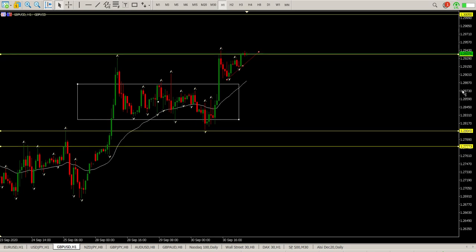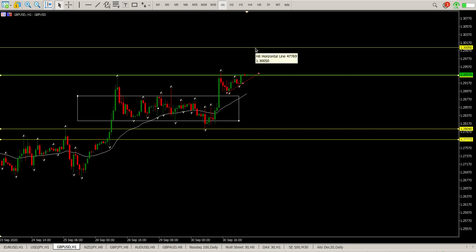This does look like it is heading for 130. Okay, 130 is the take profit area. I wouldn't want to be long beyond that level. I'd want to see a pullback and a breakthrough of that level.